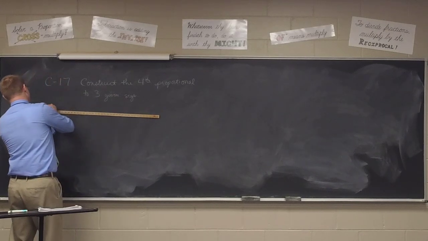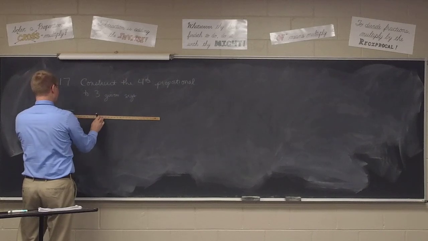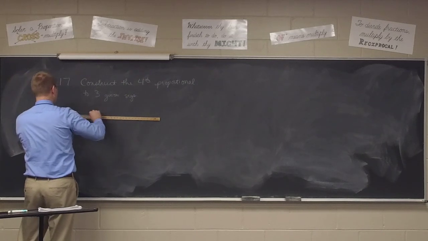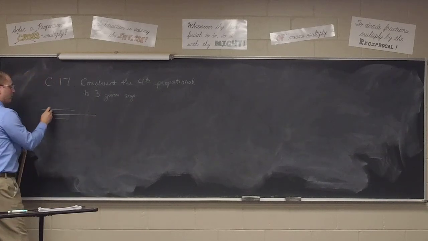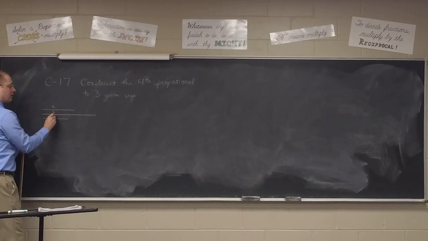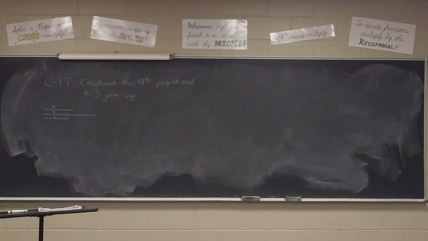lengths. I'm going to go ahead and start with a medium-sized line, then a longer line, and then finally a shorter line. I'm going to label them A, B, and C. So three lines, which I'll call A, B, and C, of varying lengths. We want to construct the fourth proportional to these segments.